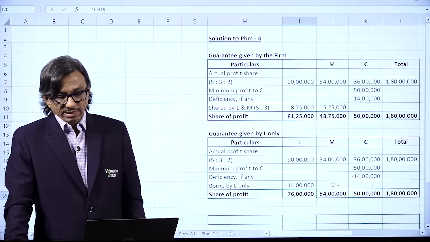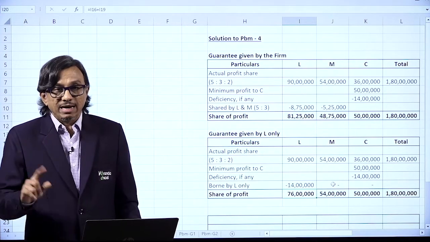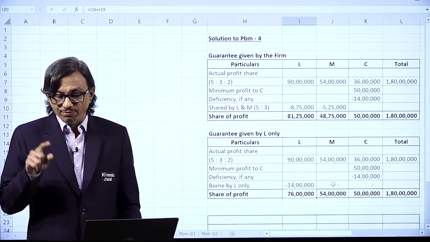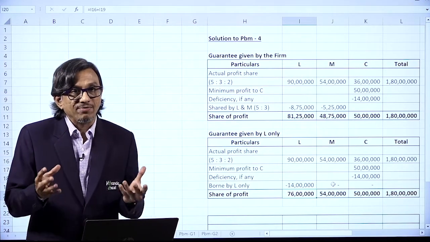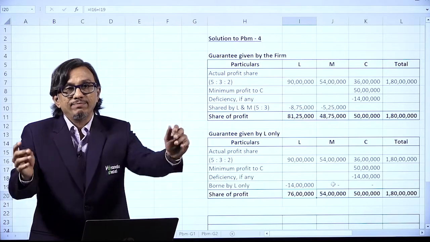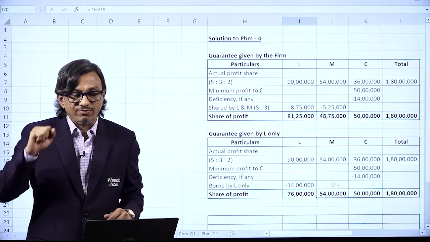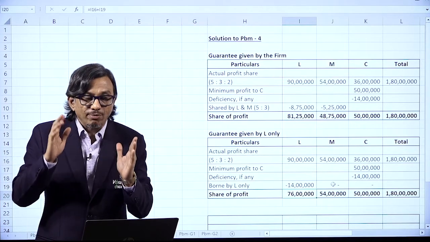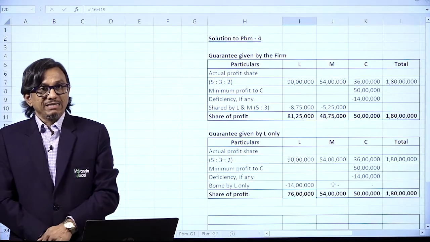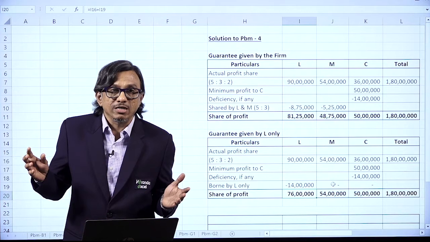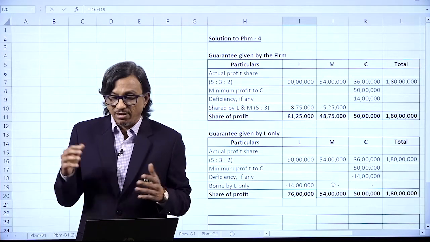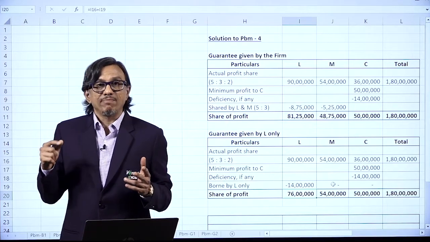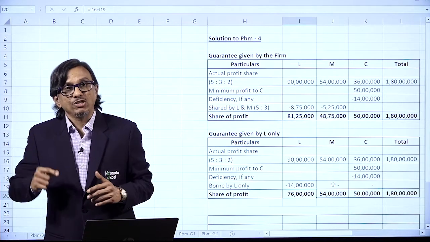Third one, guarantee given by L and M in the ratio of 3:2. So the same deficiency of 14 lakhs will be there, unlike the first situation where the guarantee is given by the firm. When the guarantee is given by the firm, both the partners will have to bear the deficiency in their mutual profit sharing ratio. But here, guarantee given by L and M, the ratio of 3:2.